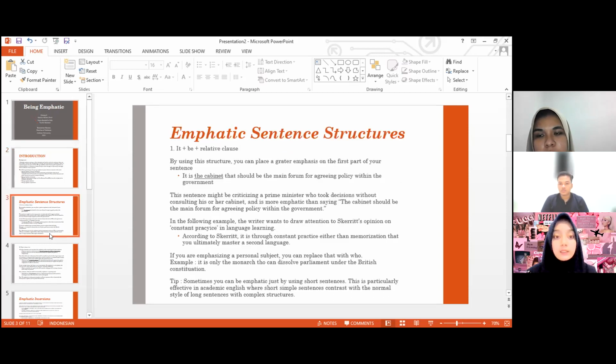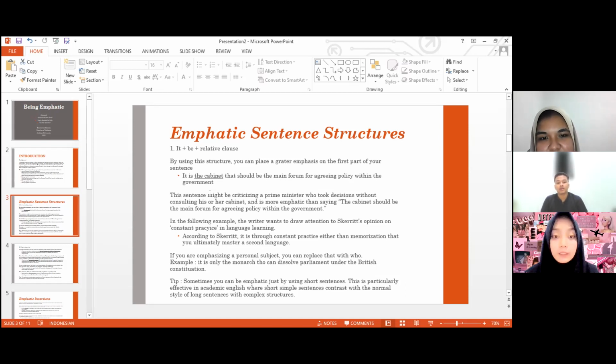Next, emphatic sentence structure. First, it plus be plus relative clause. By using this structure, you can place a greater emphasis on the first part of your sentence. The example: it is the cabinet that should be the main forum for agreeing policy within the government. The sentence might be criticizing a prime minister who took decisions without consulting his or her cabinet, and is more emphatic than saying the cabinet should be the main forum for agreeing policy within the government.